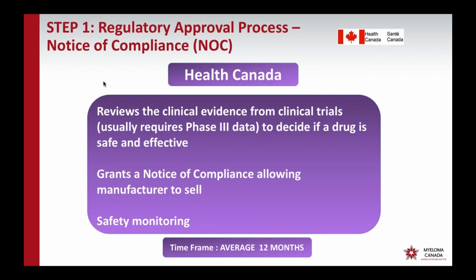So they would talk about the preclinical and the animal studies, and they would talk about the phase 1, phase 2, and phase 3 trials. It would have the summary, it would have the data specific to every clinical trial, and it can sometimes go to the patient level. This dossier would be submitted to Health Canada, and they would review the clinical evidence from these clinical trials. And usually they would require phase 3 data. Sometimes dossiers can be submitted with only phase 2 trials and have been approved. For example, daratumumab was approved last June with only phase 2 data.